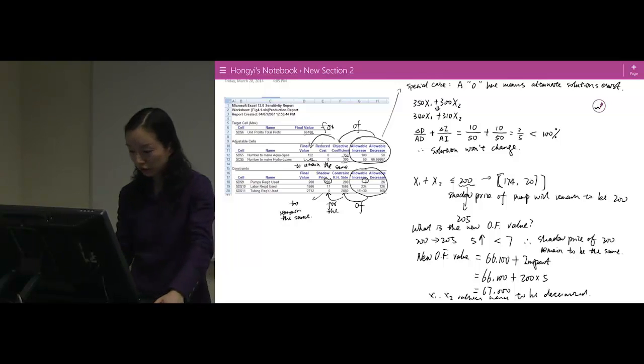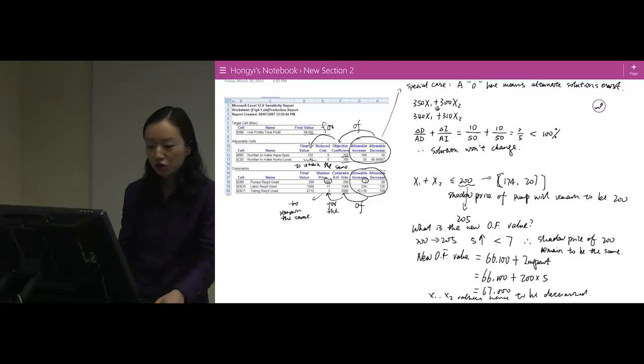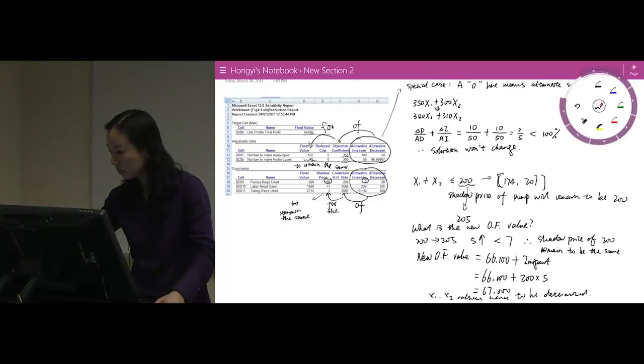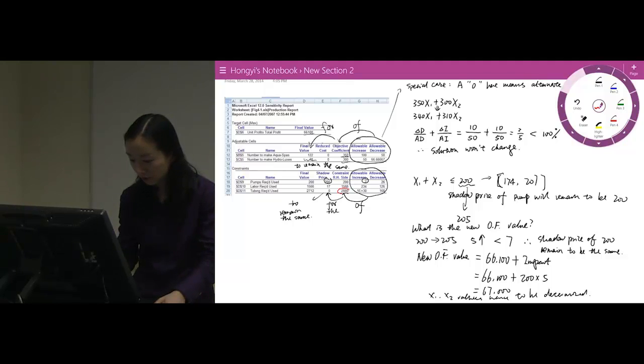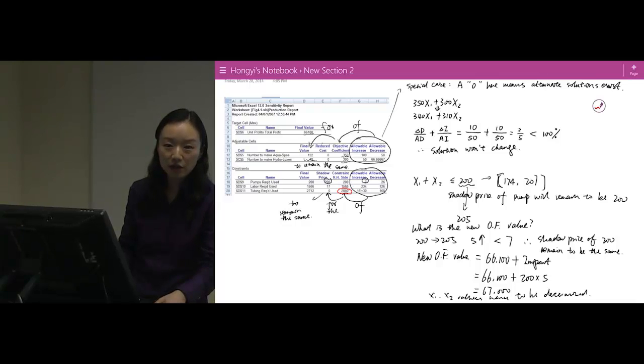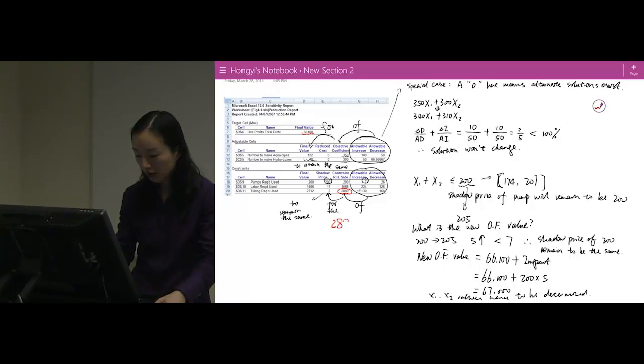Now maybe I'll ask you another question. What's the new objective function value if we get more tubing? Currently we have 2,880 units of tubing. What's the objective function value if we get 2,881? The same. Okay, why? Good. Shadow price is 0.